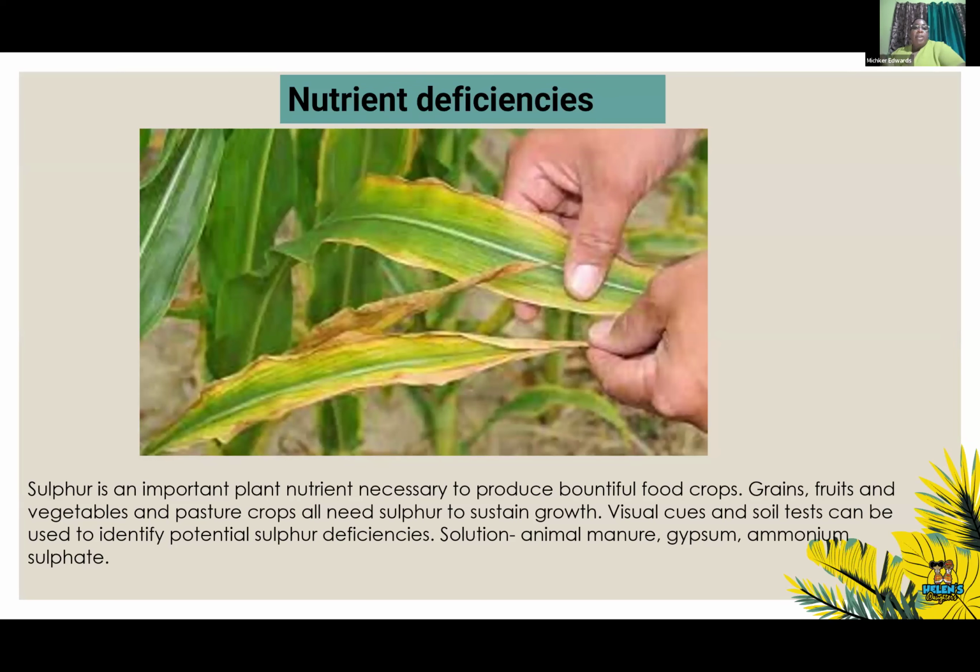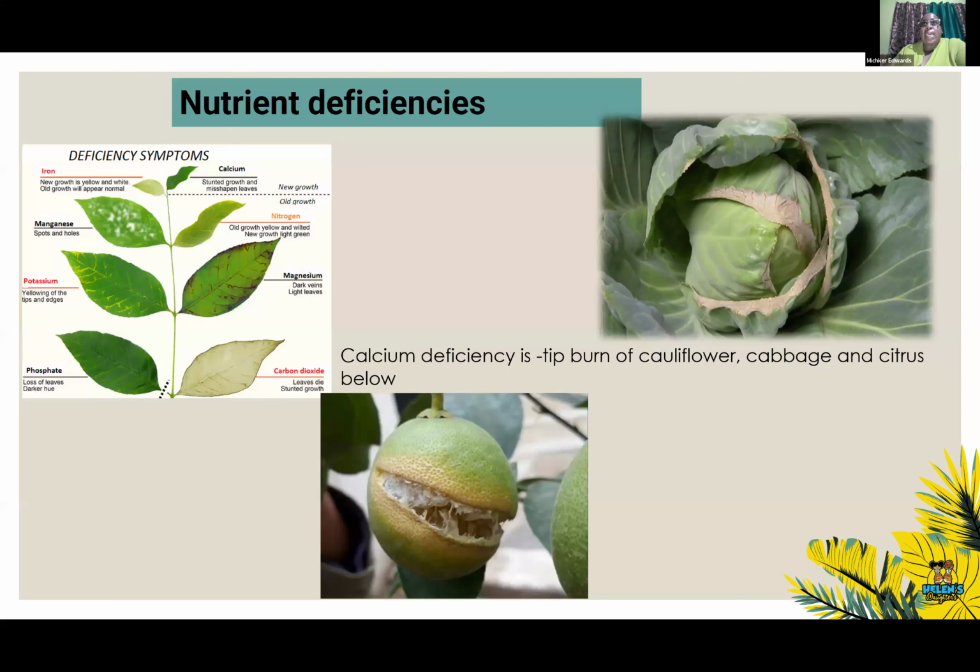This is an example of tip burn. So you have your cabbage, and it looks like the top is just curling in and it's burning, and you're thinking, oh, it's the temperature. No, it's because the calcium in the soil is not being made available to the plant. So this occurs in things like kale, lettuce, cabbage. It's called tip burn.